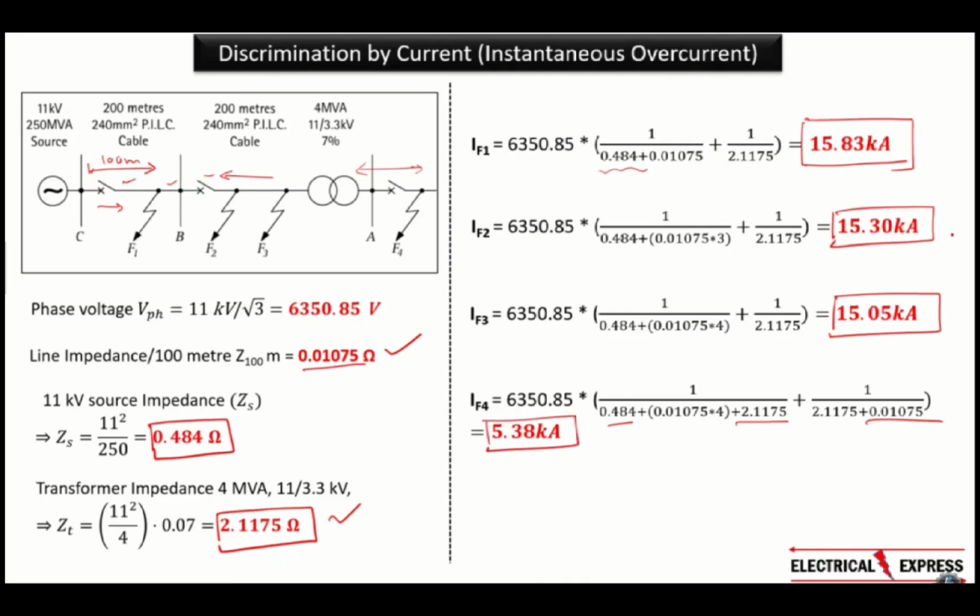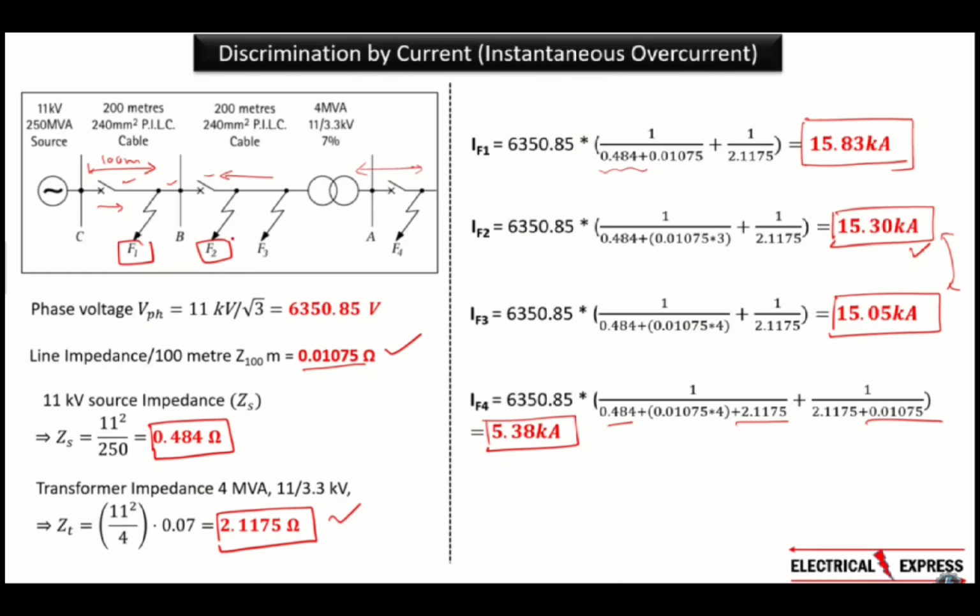Now the thing to understand in this is that if we look at F2 and F3, the fault current of F2 is 15.30 kilo ampere, and the fault current of F3 is 15.05 kilo ampere. So, there's not much difference. You can see here that there's a difference of around 0.3 kilo amperes.